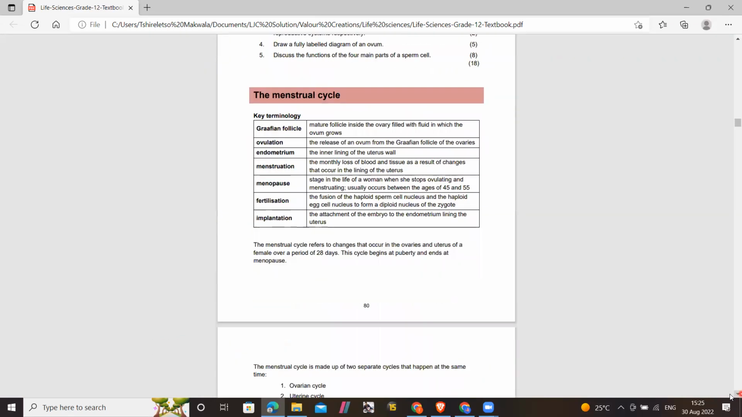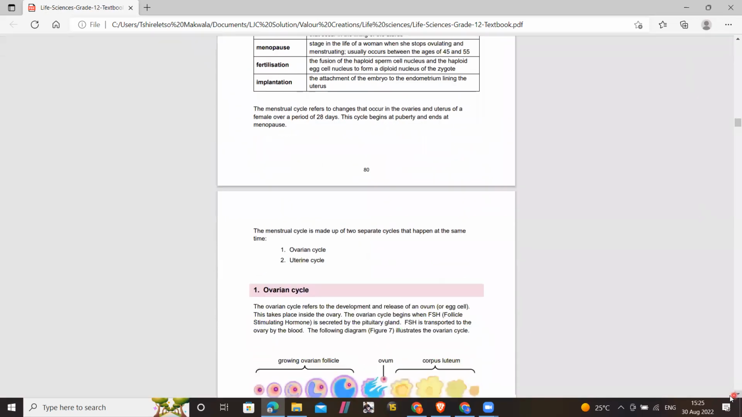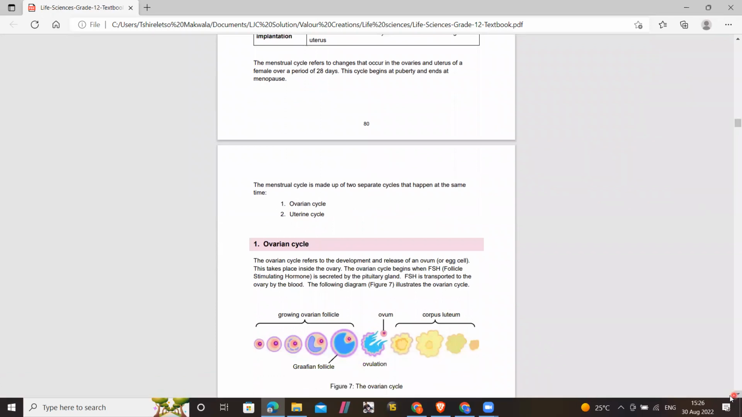So now I'm going to go to the menstrual cycle, which is very important. It happens over 28 days. We know that it begins at puberty and ends at menopause. The menstrual cycle is made out of two separate cycles that happen at the same time. The first one, we're going to start with, is the ovarian cycle, which looks at the ovary itself, so the sex cell.